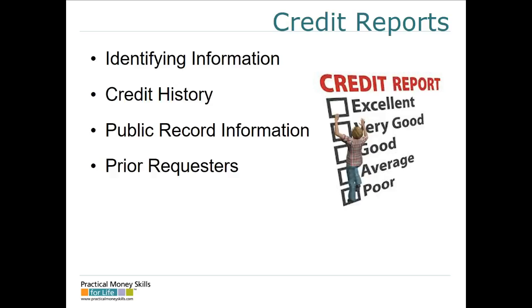What's in a credit report? Identifying information such as name, social security number, address, and sometimes phone number and previous addresses. Your credit history: previous and current types of credit, credit providers, payment habits, outstanding obligations and debts, and extent of credit granted. Public record information, usually limited to tax liens, judgments, and bankruptcies. And prior requesters: names of those who have requested information about this consumer in the recent past.